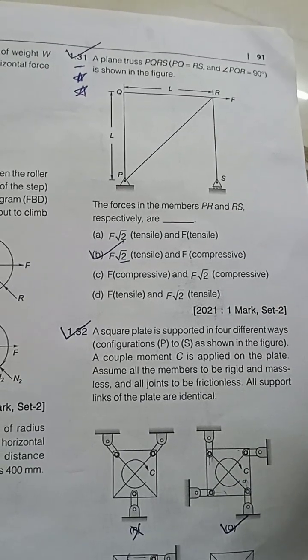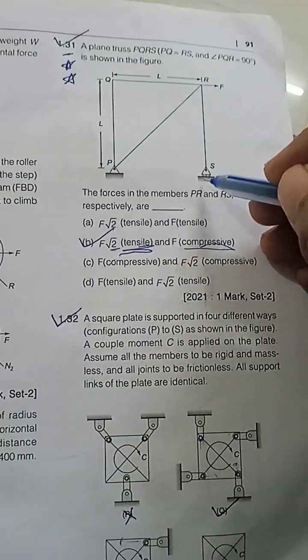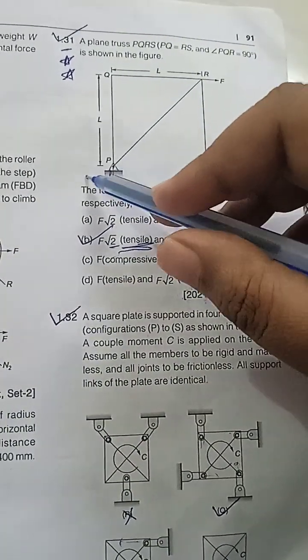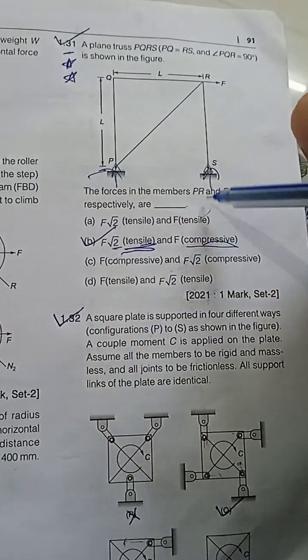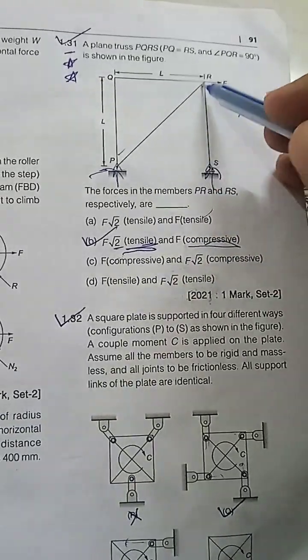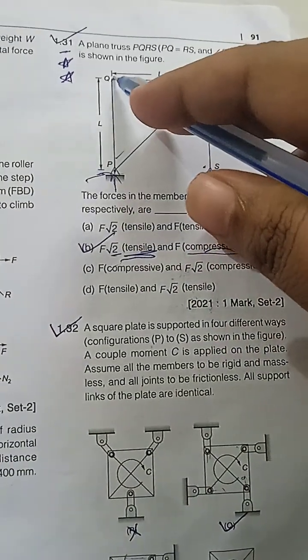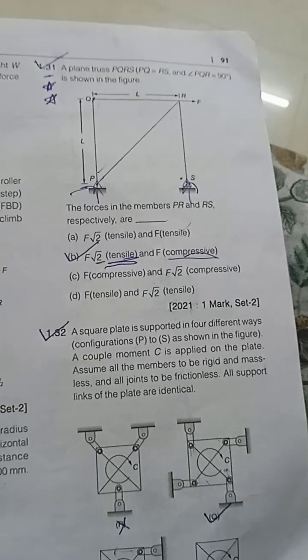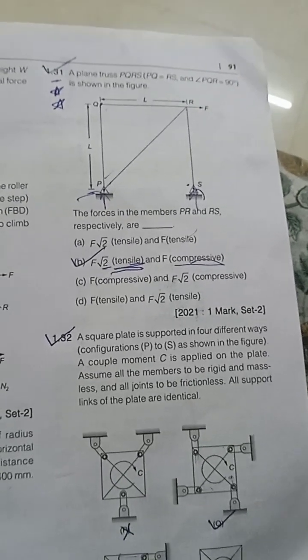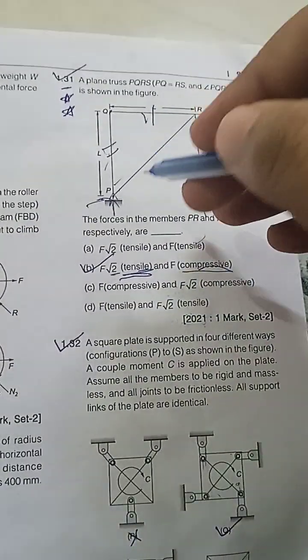Why? Because of these signs, compressive, tensile. This is hinge, this is roller. Okay, so we have to find PR and RS. Why this is important is here. Observe the joint Q. From joint Q there are two members going, only two members going, and there is no external force. If there is no external force and only two members are present, then those two members are zero force members. This is the basic definition of a zero force member.